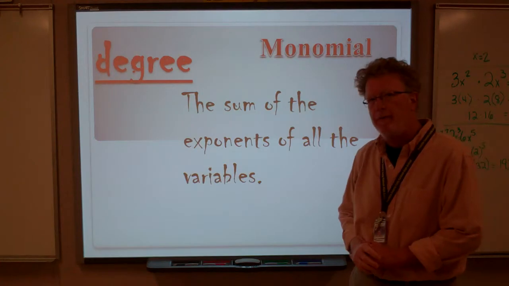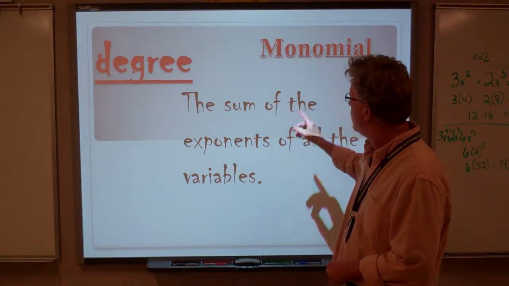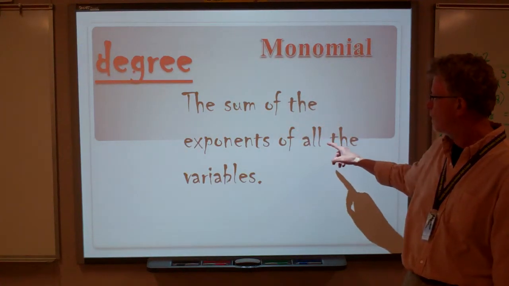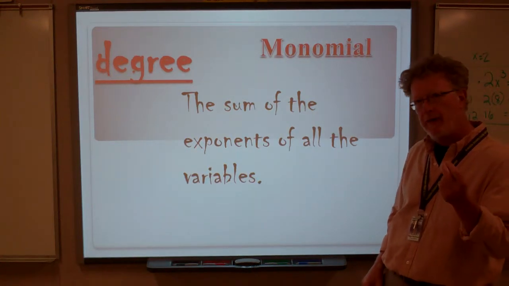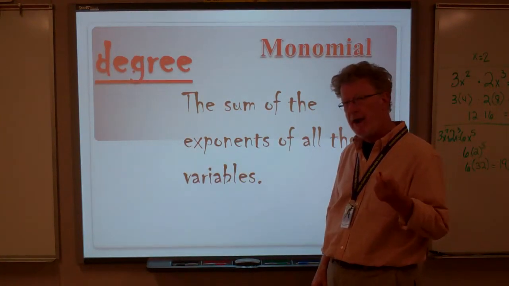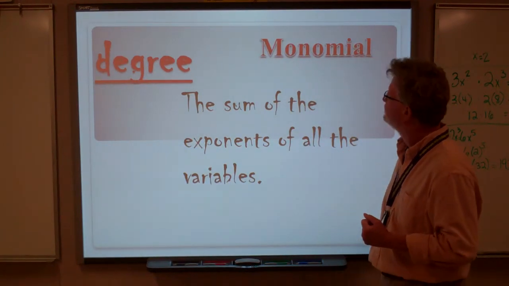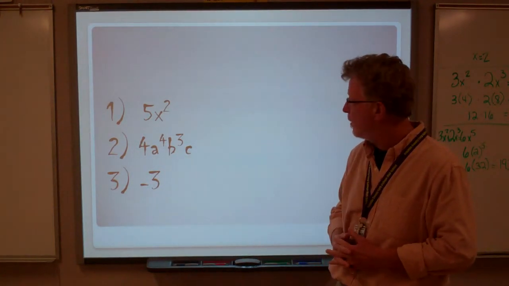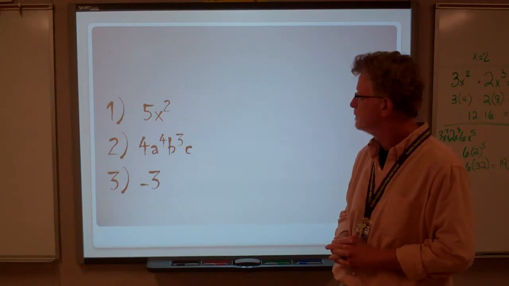Now, let's talk about this term degree. In a monomial, when we're talking about degree, we're talking about the sum of the exponents of all the variables. So we're going to count up in the monomial the exponent for every variable, and that becomes the degree. So here, let's see if you can determine how many degrees are in each of these monomials.